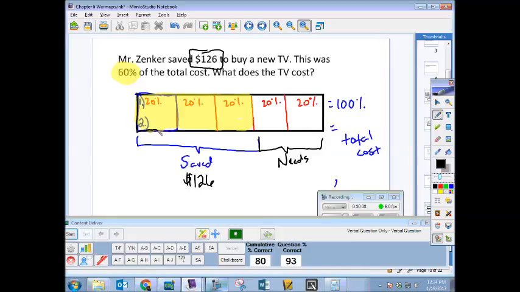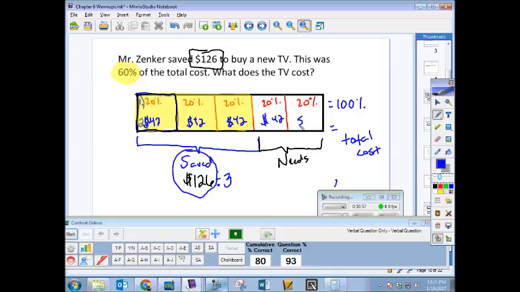Now, what do we have to do? Now, what's that next step? We always need to what? We need to figure out an equal amount of money in each one of these boxes. And because this is just the amount that he saved, we're only going to divide it by the 3 pieces that he has saved. So when we do that, we're going to get $42 in each one of these, right?